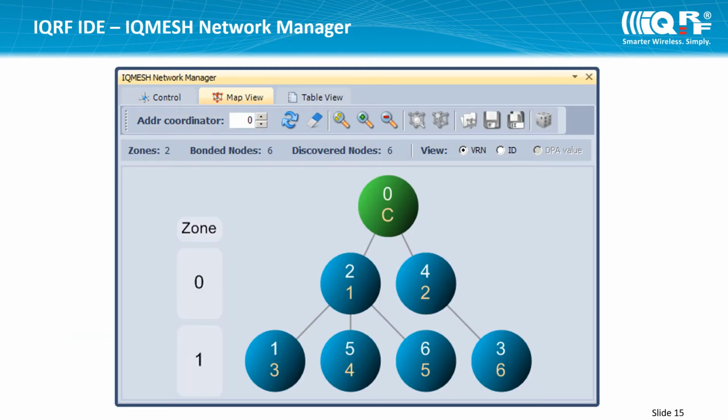Probably the most useful tool in the IDE is the IQMESH Network Manager that allows the management, testing, and visualization of the IQMESH network. This tool is built above the terminal, so a user can simply check what DPA packets were used in the background to do some specific task.